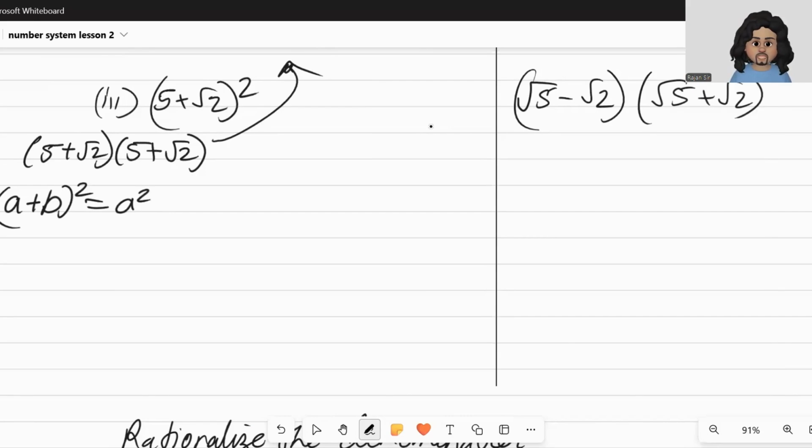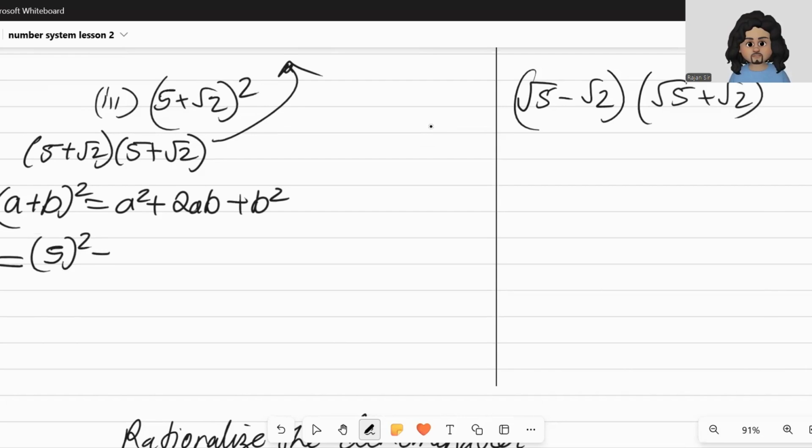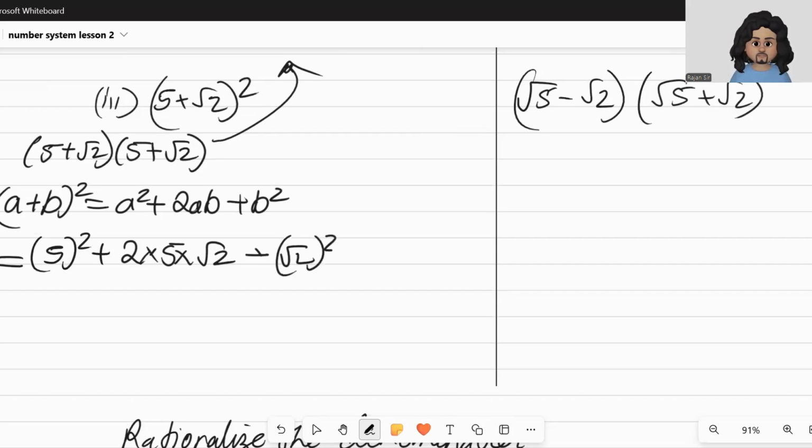We have a square plus 2ab plus b square using the identity formula. So we have the formula, a here is 5. So we have 5 square plus 2 into 5 into root 2 plus root 2 square. Okay, so we have 5 square is 25, 2 into 5 is 10 root 2, plus root 2 square is 2.